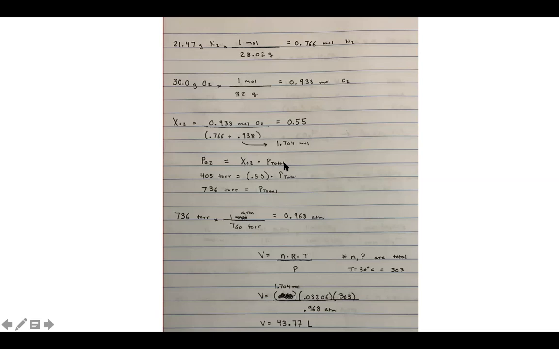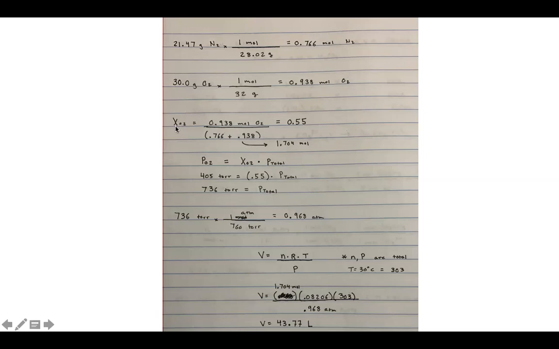Now, in the problem, they told us that the partial pressure of oxygen is 405 torr, okay? And so because we're given the partial pressure of a gas, and we have information to find moles of all gases in the system, that indicates that we should use this equation and that we need to find the mole fraction of oxygen, okay? And so that's what I do.